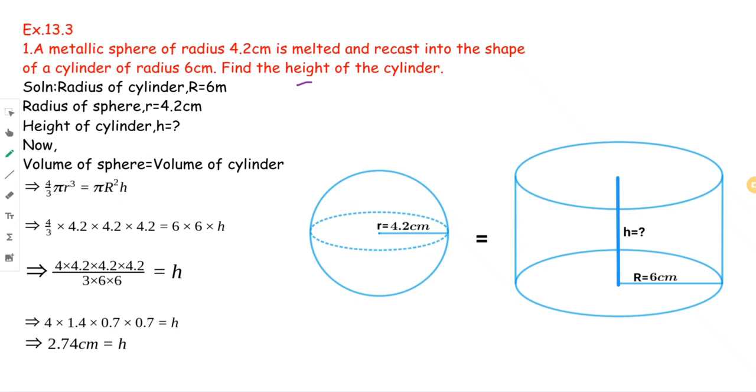Okay, so remember it was first in the shape of a sphere, but they melted it and recast it into a shape of a cylinder. The radius changed, right? Radius of the sphere is 4.2, and then radius of the cylinder is 6 centimeter. They're asking us to find the height of the cylinder.